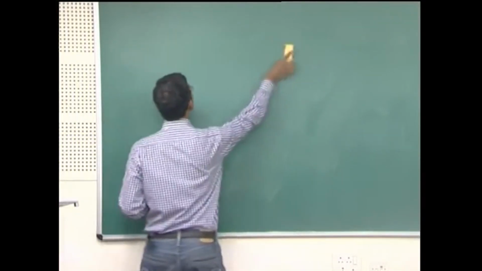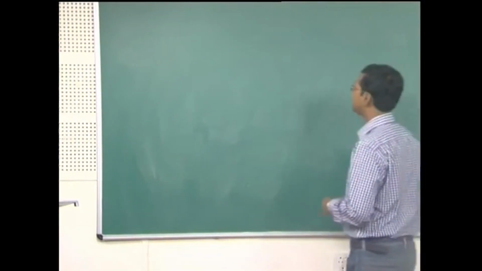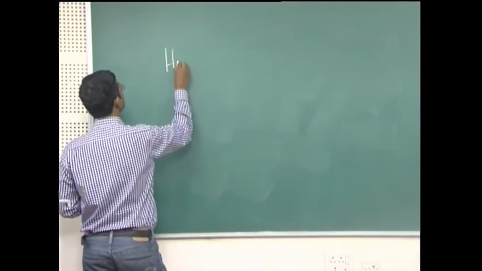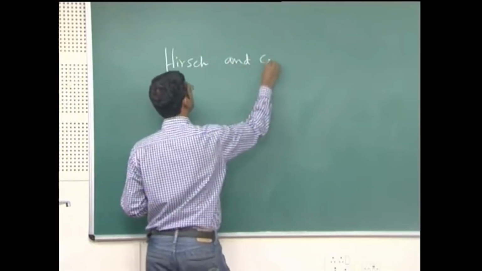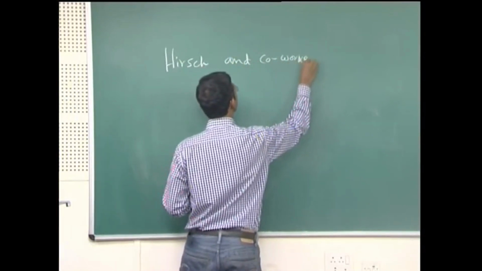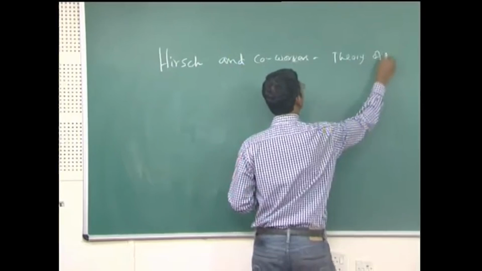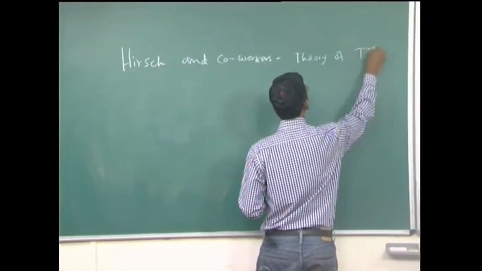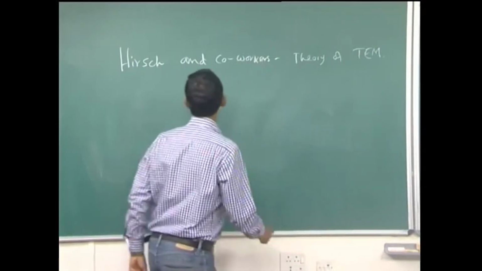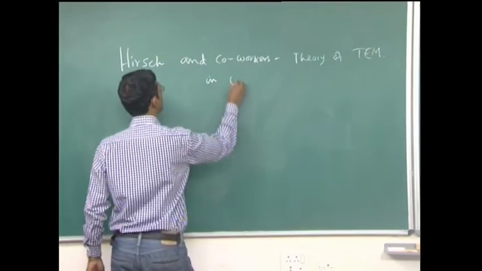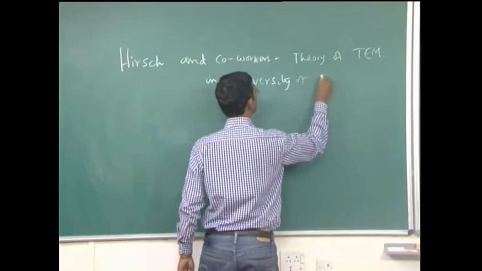Finally, the theories of the electron microscope came up from a few scientists in Cambridge, especially Professor Hirsch and his co-workers. They developed the theory of TEM in the University of Cambridge.